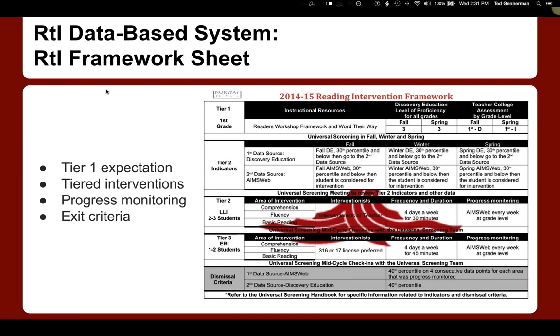So on this example, again, this is for first grade. Our Tier 2 intervention is LLI, and our Tier 3 intervention is ERI. And you'll see the groups of students is also articulated there. It was really important as we went through the process to talk about the approach not only for Tier 1, but beyond Tier 1, what are we looking for with a Tier 2 intervention? And Ted can talk a little bit about our approach with that as far as that brushstroke.